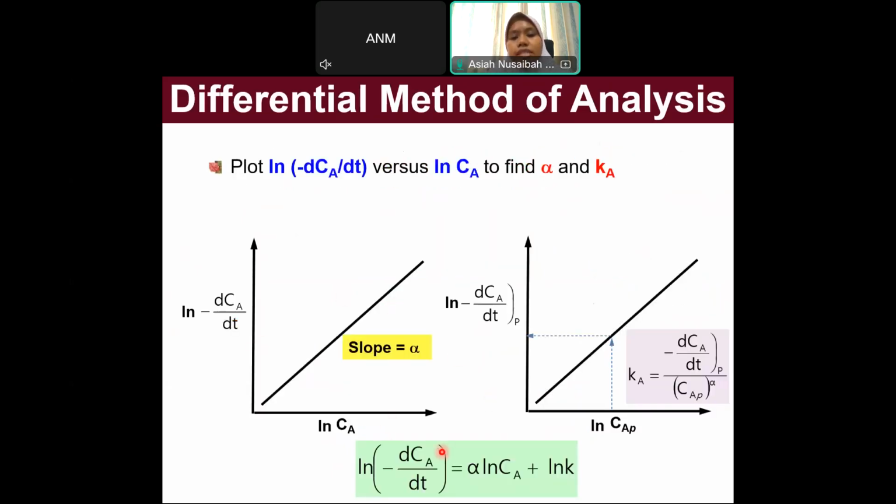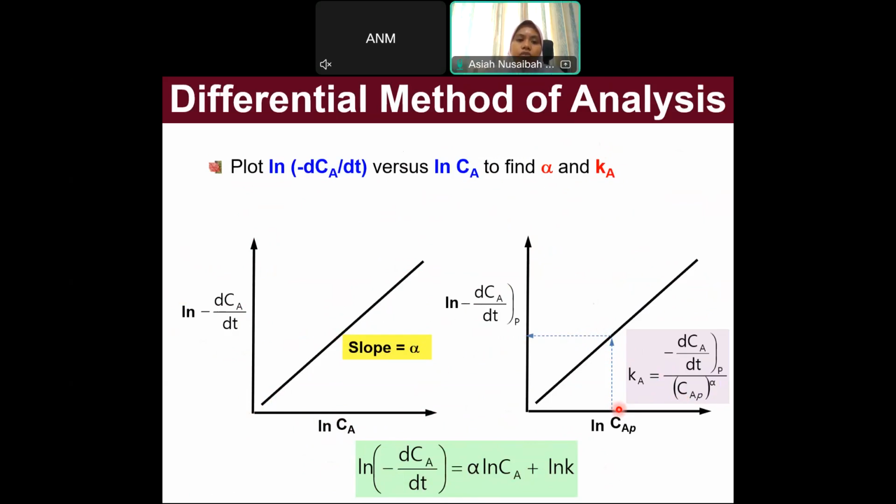So just now I mentioned, we have to write the rate law into linear form. We already wrote it as ln of minus dCA over dt as our y equals mx, where our slope is alpha, x is ln CA, plus ln k, which is our intercept. So when we plot the y-axis, which is ln of minus dCA over dt, versus the x-axis, which is ln CA, from this slope we can find alpha, and then we can find the value of ln k from the intercept. So that's basically at the end.